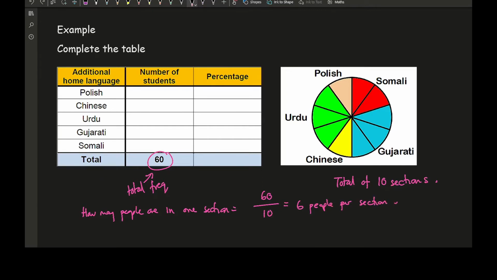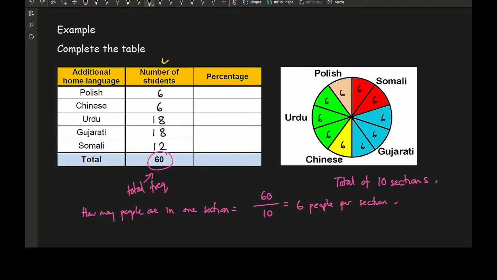So from this, if each section is 6, that's 6, 6, 6, 6, 6, 6, 6, 6, 6, 6. Looking at the number of students, for Polish it's 1 section, so that's just going to be 6. For Chinese, that's 1 section, so that's also going to be 6. For Urdu, that's 3 times 6, which is 18. For Gujarati, that's 3 times 6, which is also 18. And for Somali, it's going to be 2 times 6, which is 12. So there I've completed the table in terms of its frequency column.